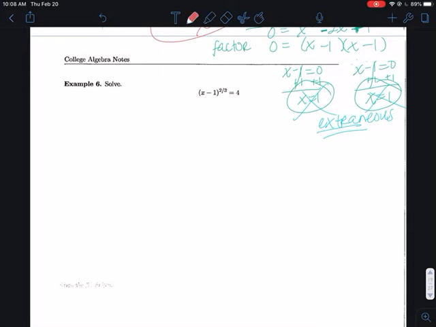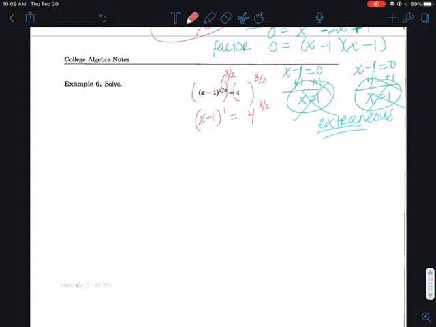So to get rid of this 2 over 3, I'm going to raise both sides to the reciprocal, which is 3 over 2. The reason why I'm using a reciprocal, which is just a fancy way of saying flip the fraction, is because when you raise a power to a power, you multiply. When you multiply reciprocals together, they become 1. So 3 over 2 times 2 over 3 just becomes 1. So this becomes x minus 1 to the first power, and this becomes 4 to the 3/2 power. I did that because I wanted to get rid of the 2/3.